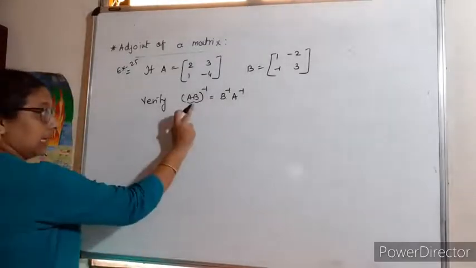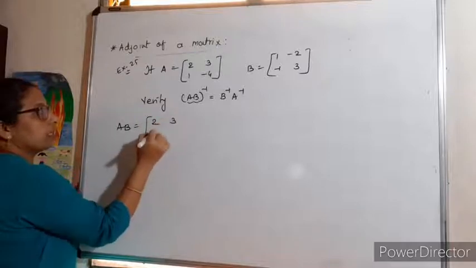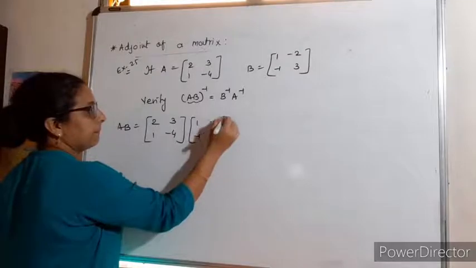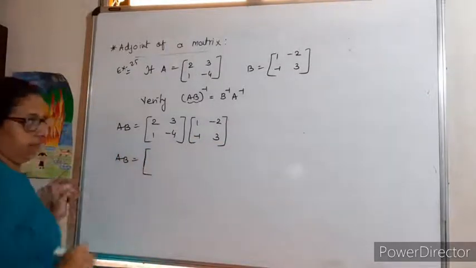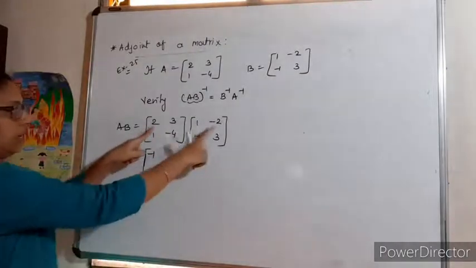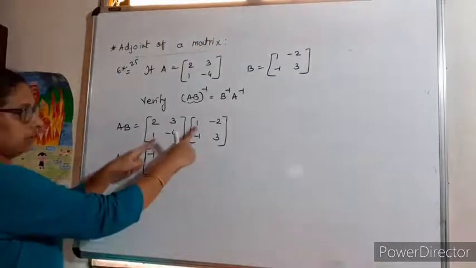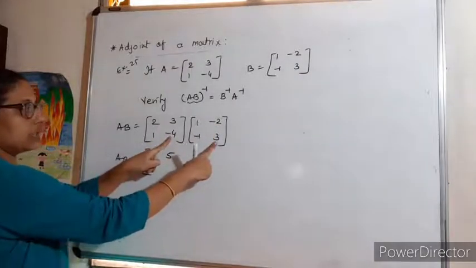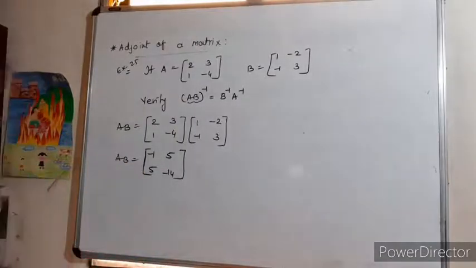So first of all we will find AB. That is the product of these two matrices. Minus 3, minus 4 plus 9, 1 plus 4, minus 2 minus 12. This is our AB. Yes?